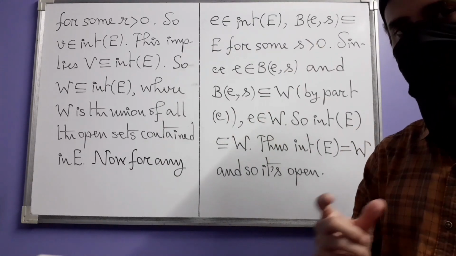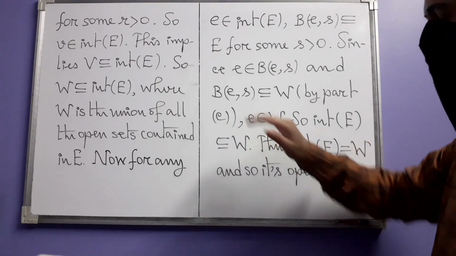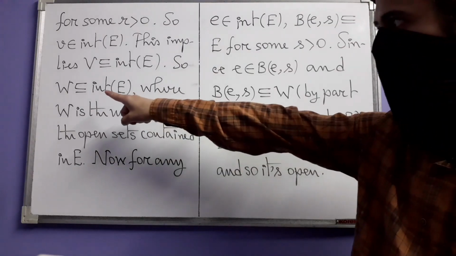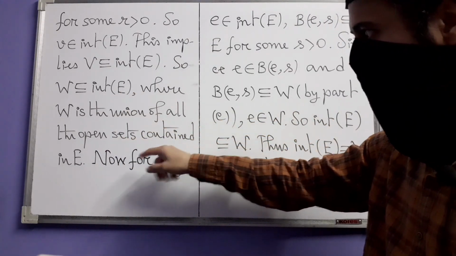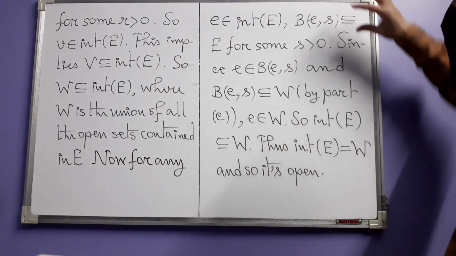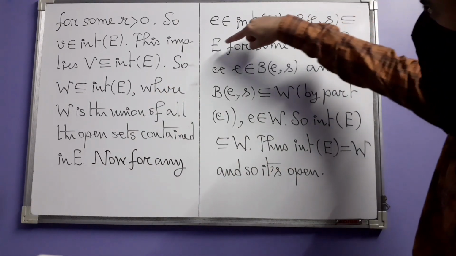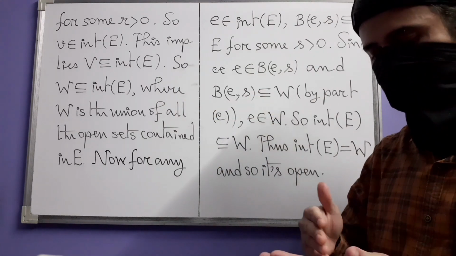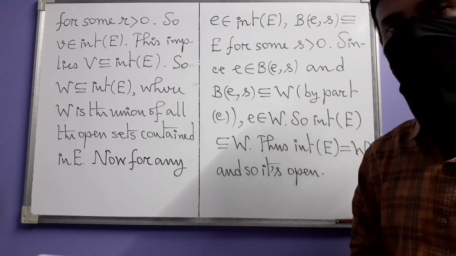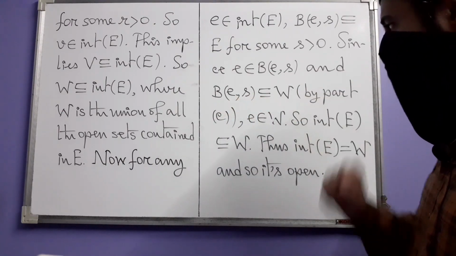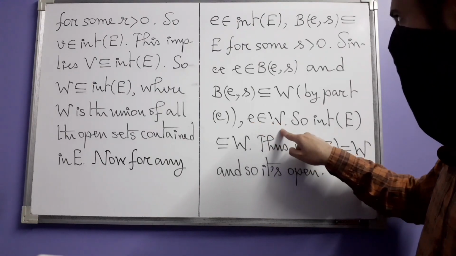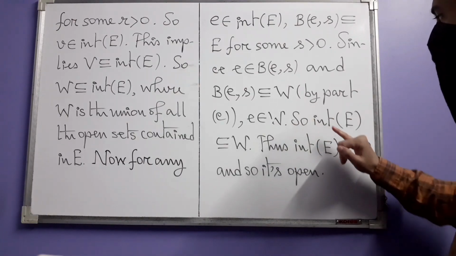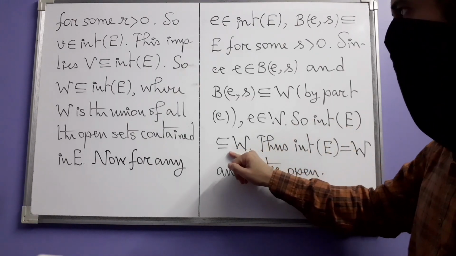If you go back to the statement of part C, it tells us that any such ball is itself an open set. And what is W? W is the union of all open sets contained in E. This is an open set contained in E. So that means W has this set also. I mean, when you are taking the union, this is one of the sets, and that is why this is contained in W. So that way we find that e belongs to W. So any point in the interior of E is also contained in W. So that way the interior of E is also a subset of W.